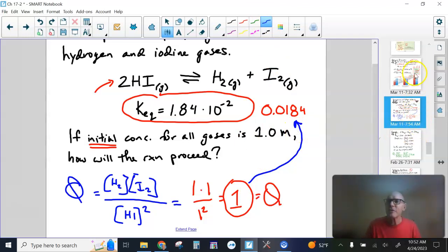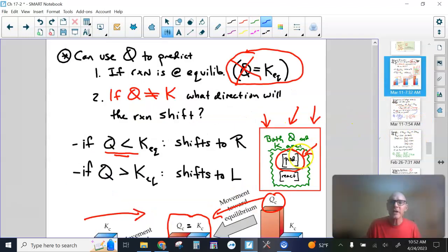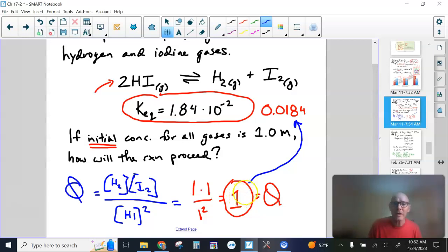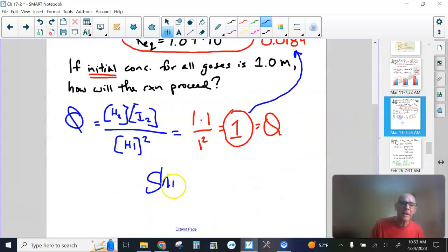And again, if it's too large, let me go back to this page. If it's too large, that means you've got too much product, so it's going to shift to the left and make more reactant. Once again, we calculated it was 1, so it's much larger. There's too much product, so it's going to shift to the left and make more reactant.